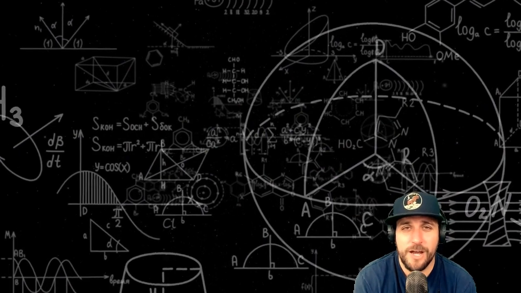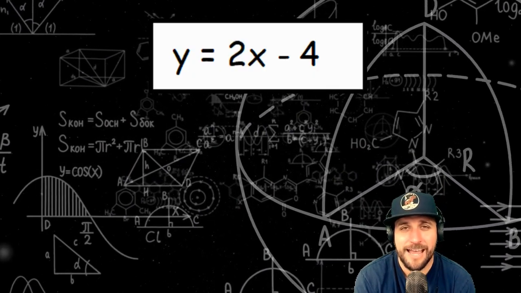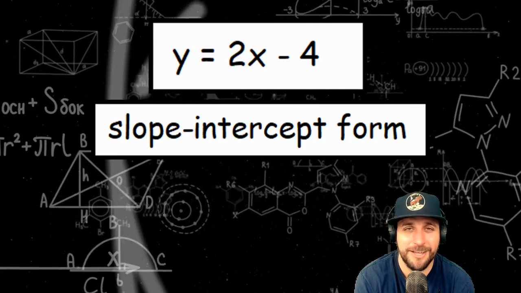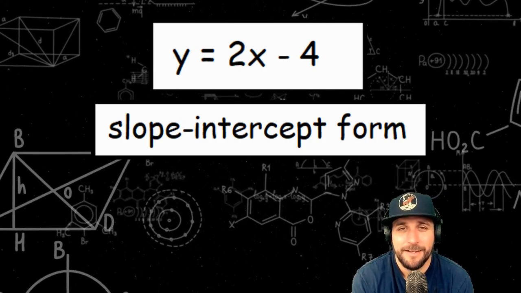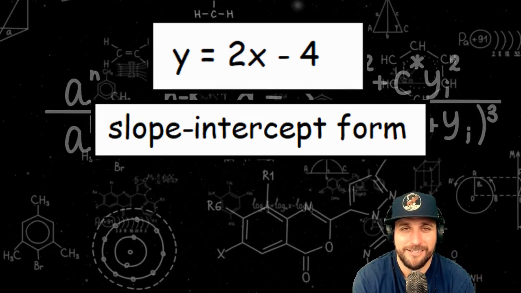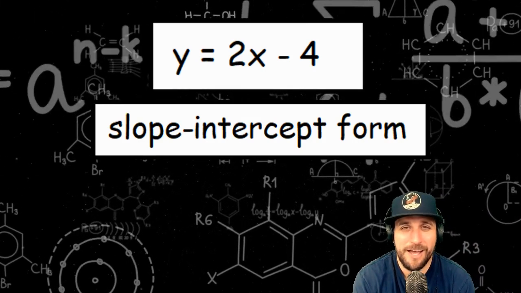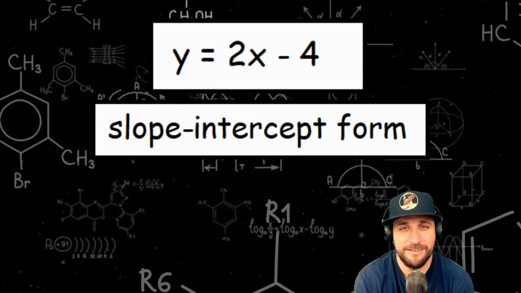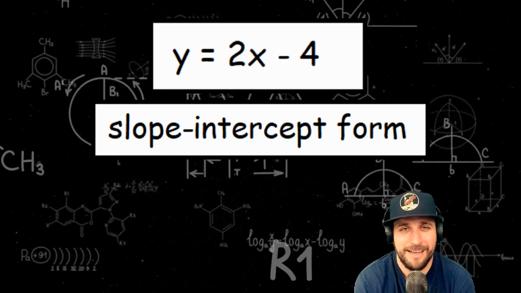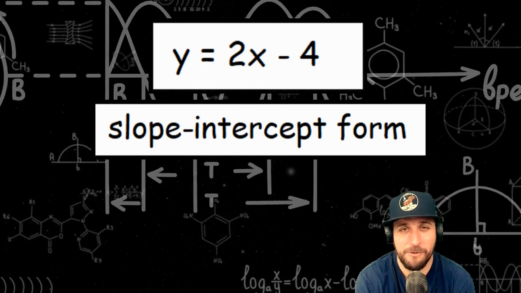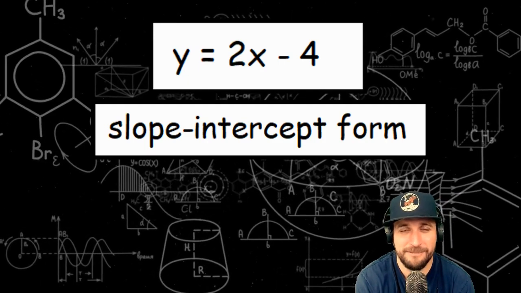So my equation, y equals 2x minus 4, is actually written in what we like to call slope-intercept form. We like slope-intercept form because when I look at an equation, I can easily tell what my slope and my y-intercept are. So if I wanted to graph a line given an equation in slope-intercept form, I can find the two things I need to graph a line: a starting point, my y-intercept, and the slope of the line.